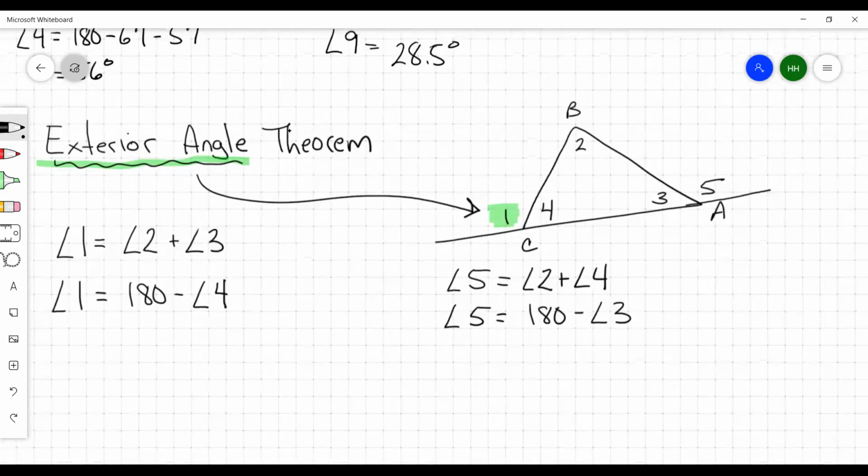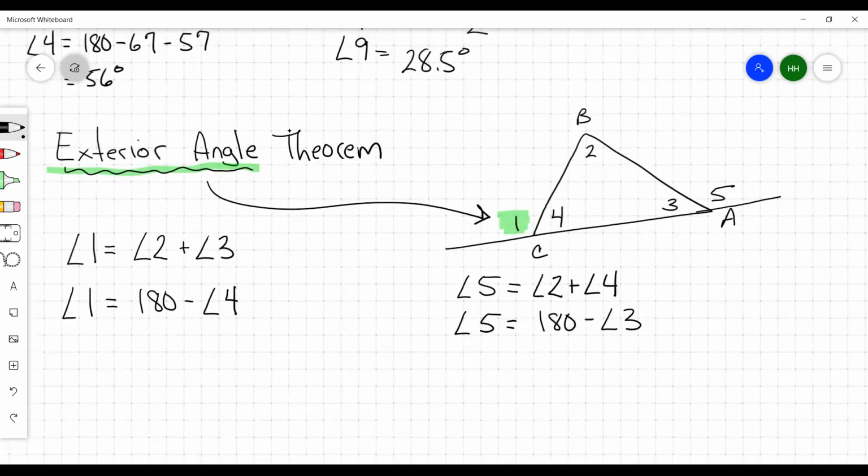And then while we're here, let's just kind of drive this point home. Let's extend this side right here. Call this angle 6. Angle 6 is equal to angle 4 plus angle 3, the two angles inside the triangle that are furthest away. Angle 6 is also equal to 180 minus angle 2.